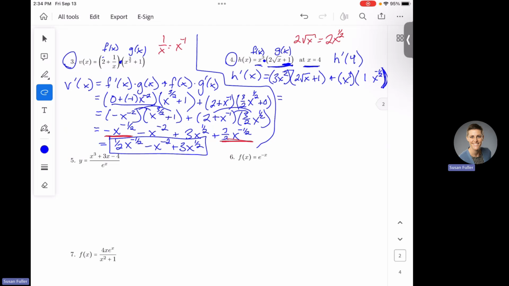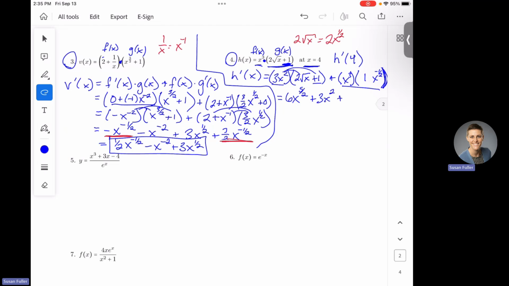Okay, so I'm going to distribute out my 3x squared and I'll multiply these. Okay, so 3x squared times 2 times the square root of x. 3 times 2 is going to give me 6. x squared times the square root of x is x squared times x to the 1/2. Again, when you multiply things with the same base, you add their exponents. So this is going to be x to the 2 plus 1/2, which is 5/2 power. And I'm going to add to that 3x squared times 1, which is 3x squared.